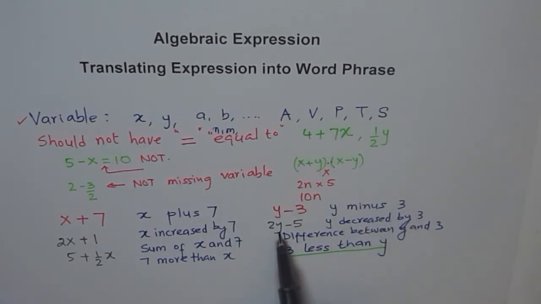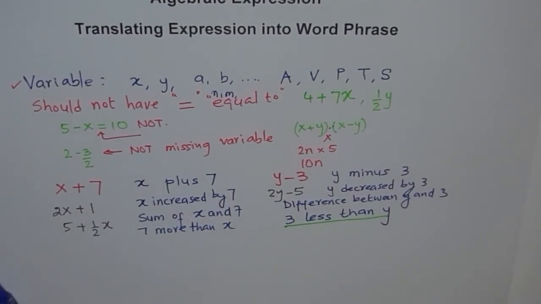We can say this. Twice a number, 2 times y, right? We can say 2 times y decreased by 5 in this case. Do you understand? We can say difference between twice a number and 5. We can say 5 less than twice a number. Do you get it? I hope you're getting this concept of how to translate expressions into words. Correct? Now, let me give you some examples where we deal with product and sum, multiplication and division.